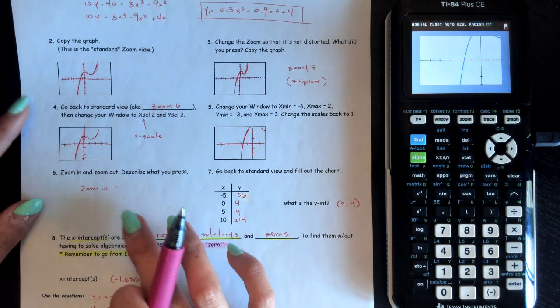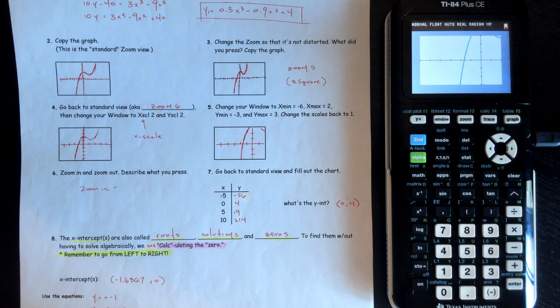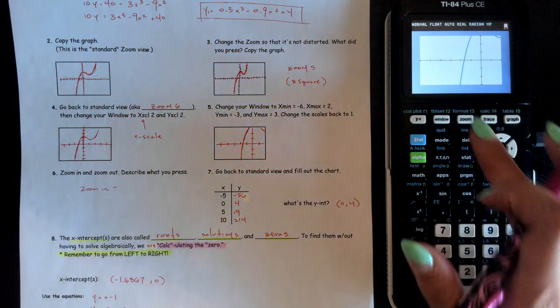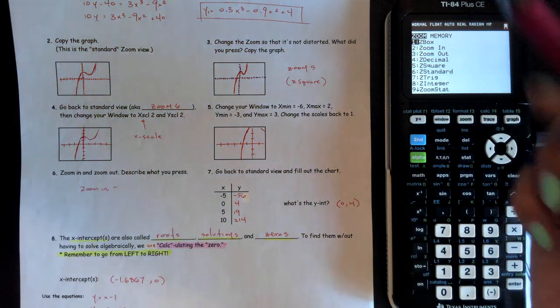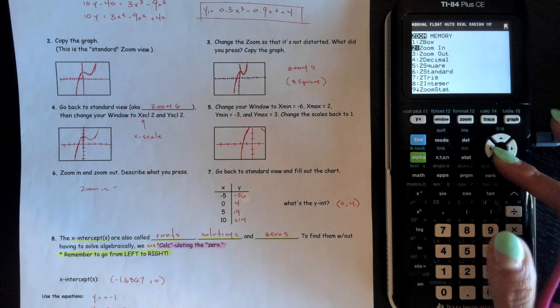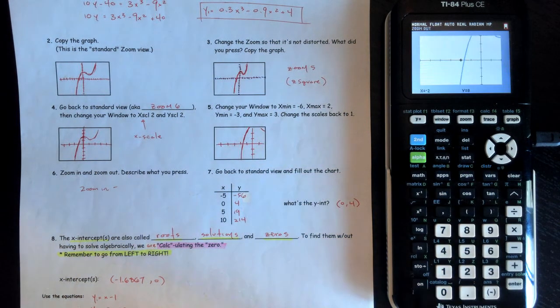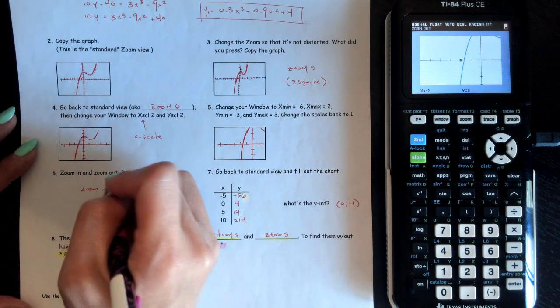What do you do to zoom in and zoom out? All right, let's zoom out. How do you zoom out again? You go to zoom. You pick the one that says zoom out. You can click 3, or you can scroll down to 3 and click enter. But you see that nothing has changed.